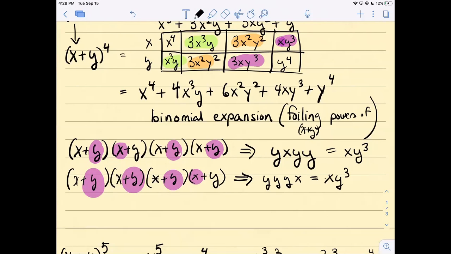It's just 4 choose 1. Nice one. You see how it's connected to that Mississippi problem we talked about with 2 letters. It's the number of words you can write with 1 x and 3 y's. So overall, there's going to be 4 choose 1 different ways to get x y to the 3rd.